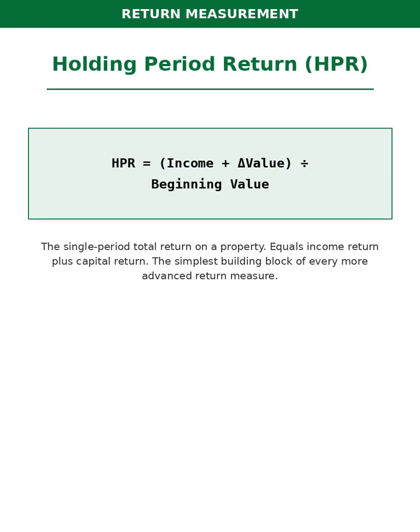The formula is income plus change in value, divided by the beginning value. This is the single period total return on a property. It equals income return plus capital return. Every more advanced return measure, time-weighted, money-weighted, IRR, builds on this simple foundation. Always know your HPR before computing anything else.